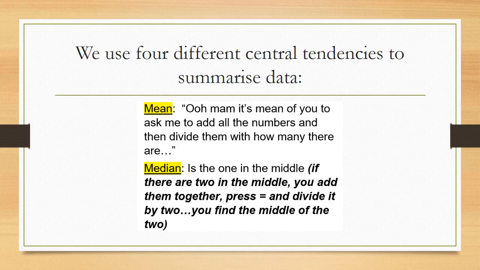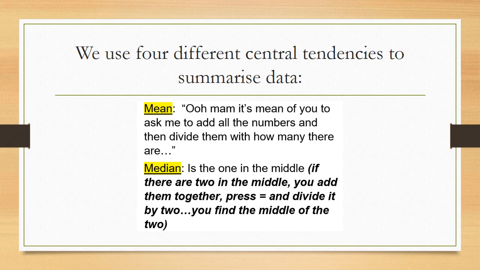The mean is the average. If you have lots of data and you want to give the average, that is the mean. And how do you find the mean? By saying, "Ooh, ma'am, it's mean of you to ask me to add all these numbers and then divide by how many there are." So you add all the data and divide by how many there were, and that gives you the average, which is the mean.